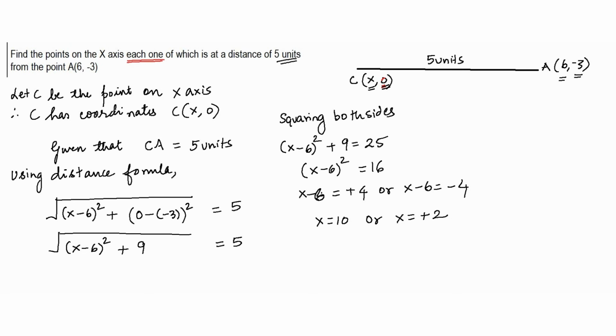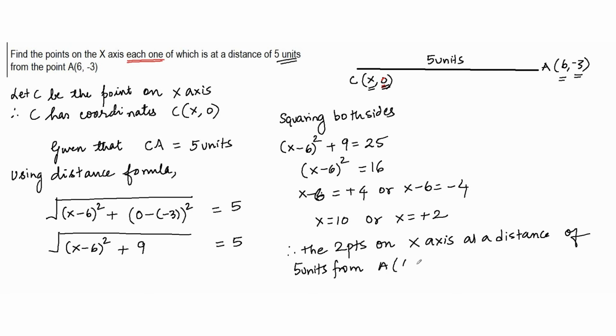positive 2, right? And therefore the 2 points on the x-axis at a distance of 5 units from the point A of (6, minus 3) are, one point is (10, 0), or the other point is say D (2, 0).